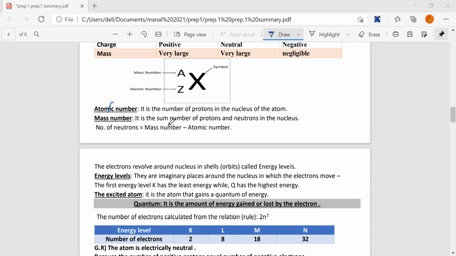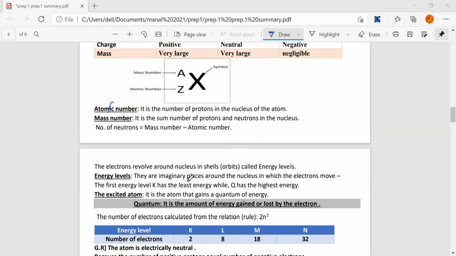Mass number is the sum of protons and neutrons in the nucleus. So the mass number is always more than the atomic number. Excellent. Number of neutrons equals mass number minus atomic number. It's very easy. The electrons revolve around the nucleus in shells or orbits called energy levels. Energy levels are imaginary places around the nucleus in which the electrons move or rotate.